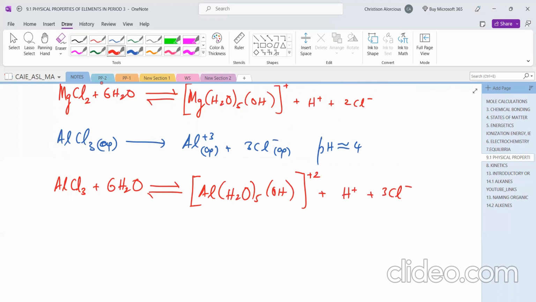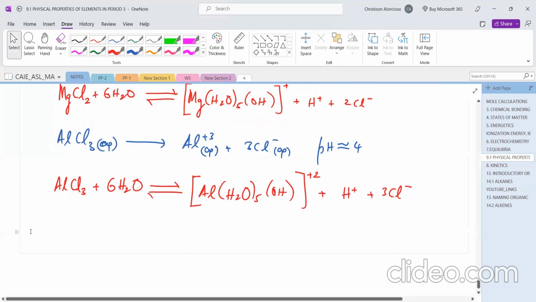And if you're wondering why magnesium chloride gives a pH of 6.5 to 6.9, while aluminium chloride is 4, the reason is obvious. The position of this equilibrium is a little bit more towards the right compared to the position of the equilibrium in the magnesium chloride case. As a result, the concentration of H+ is a little bit more. Okay, so those are the reasons for magnesium chloride and aluminium chloride giving acidic solutions.